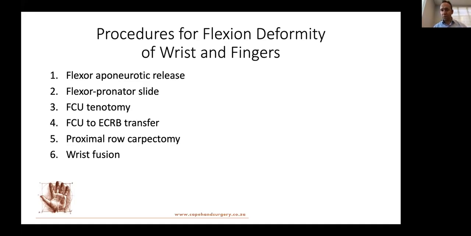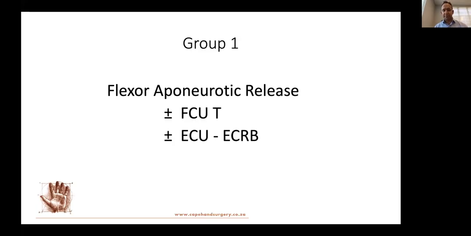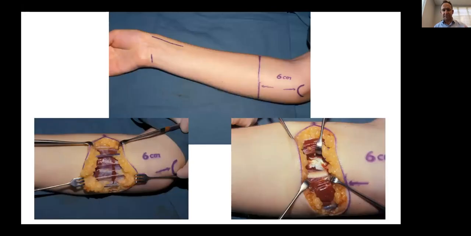FCU tenotomy or a palmaris longus tenotomy, whatever is the deforming force which is not working. And then also an interesting transfer is an FCU to ECRB transfer. So you take the FCU, which is usually a deforming force, and you swing it over to ECRB to get wrist extension. And then obviously the bony procedure is proximal row carpectomy with or without wrist fusion. So how can we get better balance? So first of all, group 1, and forget about the classification here. I'm just going to walk us through the tiers here.